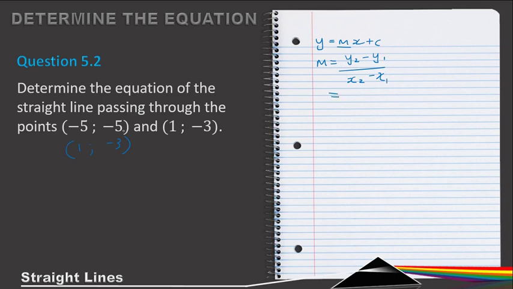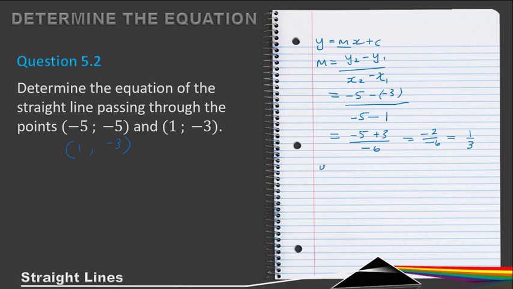We have minus 5 minus negative 3 over minus 5 minus 1. Alright, now we have minus 5 plus 3 over minus 5 minus 1, which is just negative 6. This then becomes minus 2 over minus 6. Now you can put everything on a calculator, that's also okay, or you can just calculate it like this. So this is just 1 over 3. Alright, so now we have the gradient.